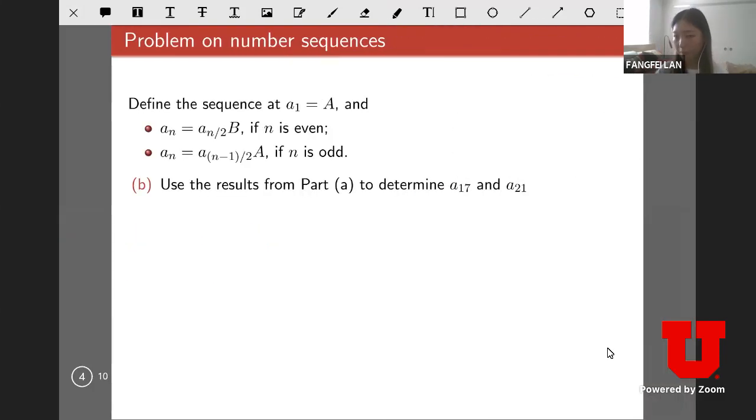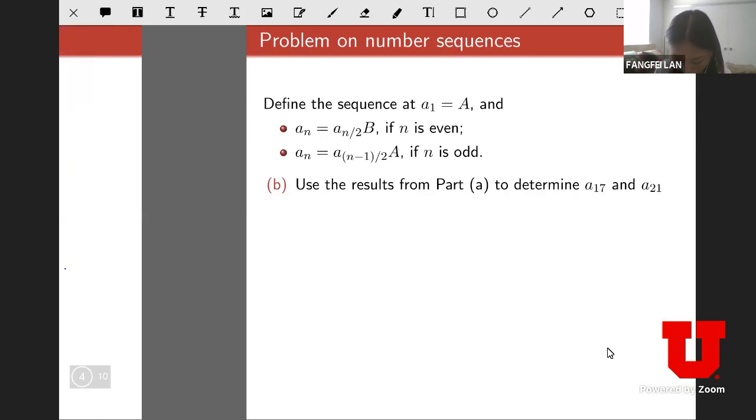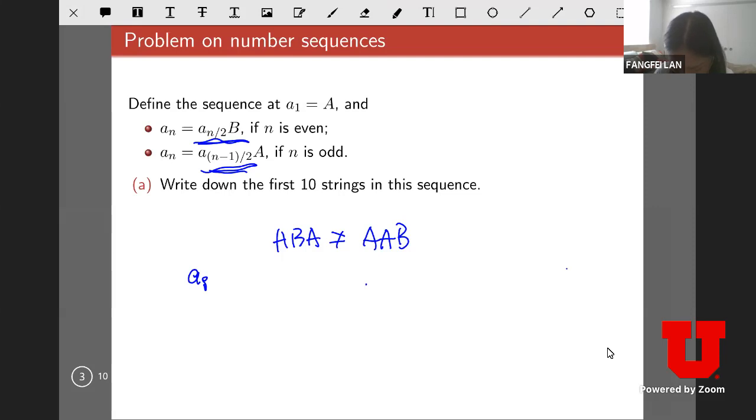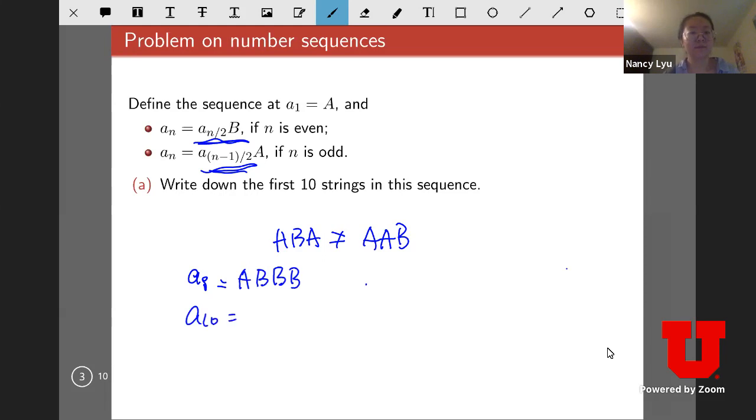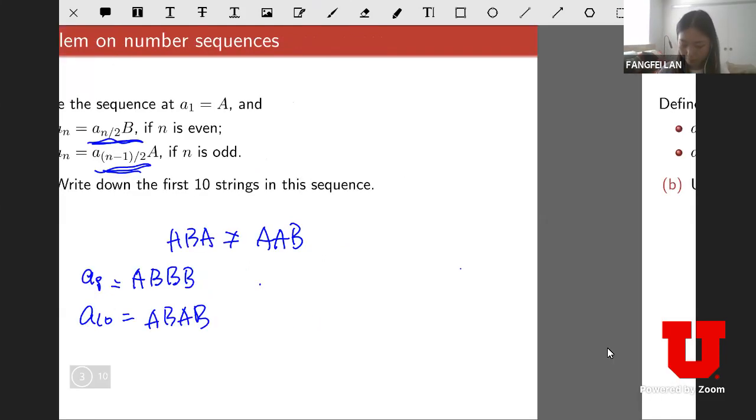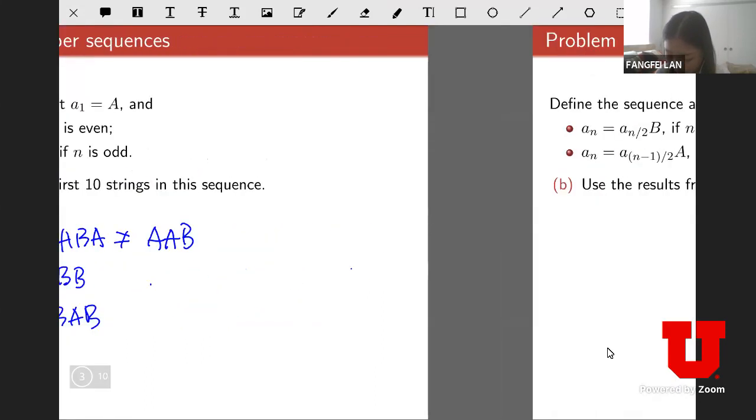So then we move to part B of this problem, which says use the result from part A to determine A17 and A21. So, okay, there's another one that we need, which is A10. It's not recording for some reason. I have to figure this out today. So A8 is ABBB, and A10 is ABAB. I'm going to write these here so we remember.